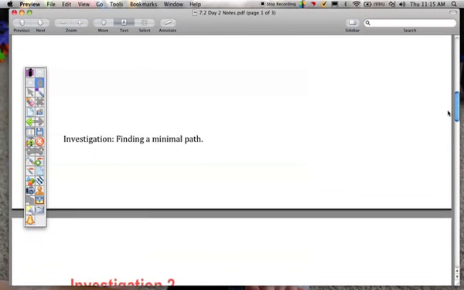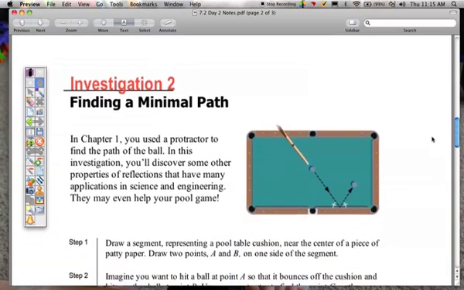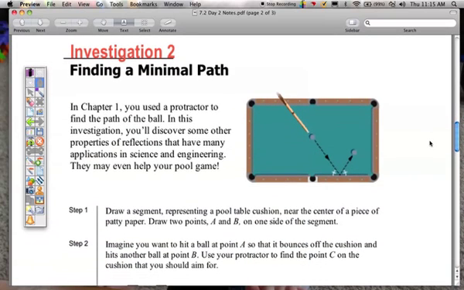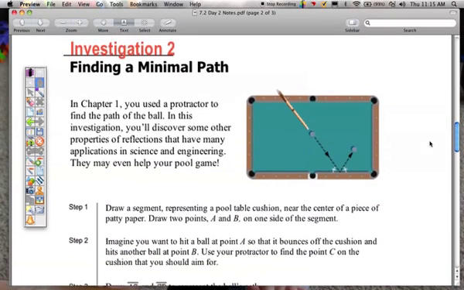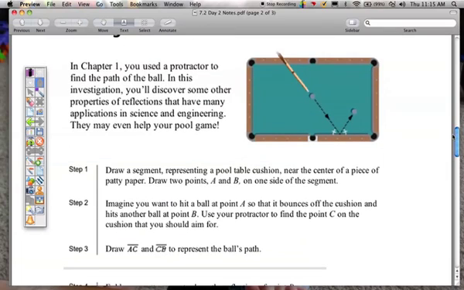Today we're going to do an investigation called finding a minimal path. Use this when you're looking for the smallest distance between things. An example is pool. It says in Chapter 1, you use a protractor to find the path of this ball. In this investigation, you'll discover some other properties of reflections that have many applications in science and engineering. They may even help your pool game. All right, so let's say you have to hit this ball. You want it to hit this ball right here. There's a cushion right here.